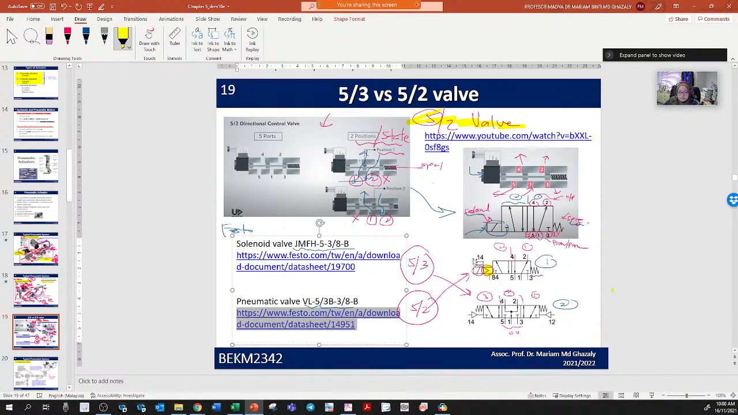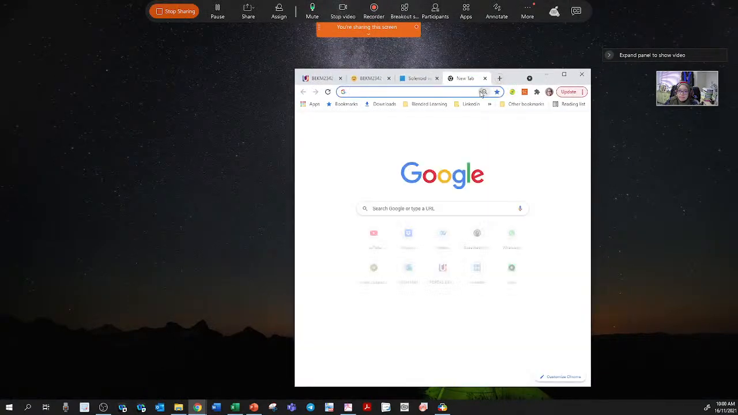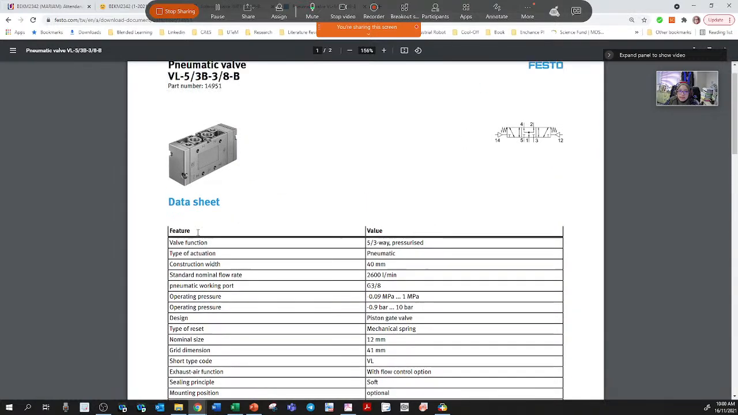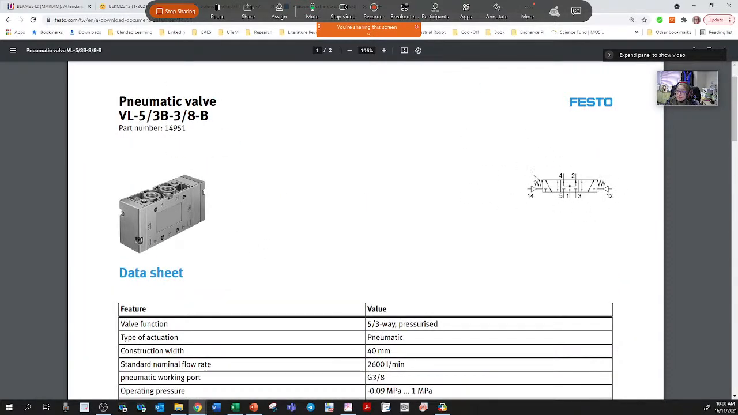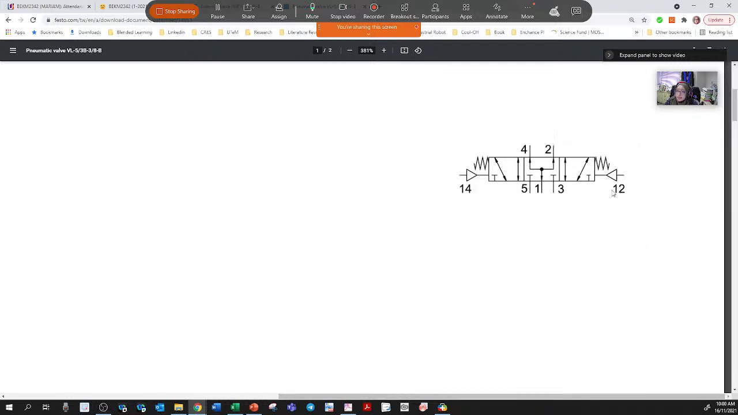And another data sheet. Okay, this is another data sheet, and in this one you have to look at the end part. This is the 5 to 3. Directly, if you look at the symbol, you know that it's a 5 to 3, and it is being initiated by pressure, not solenoid. This is a symbol of air pressure.